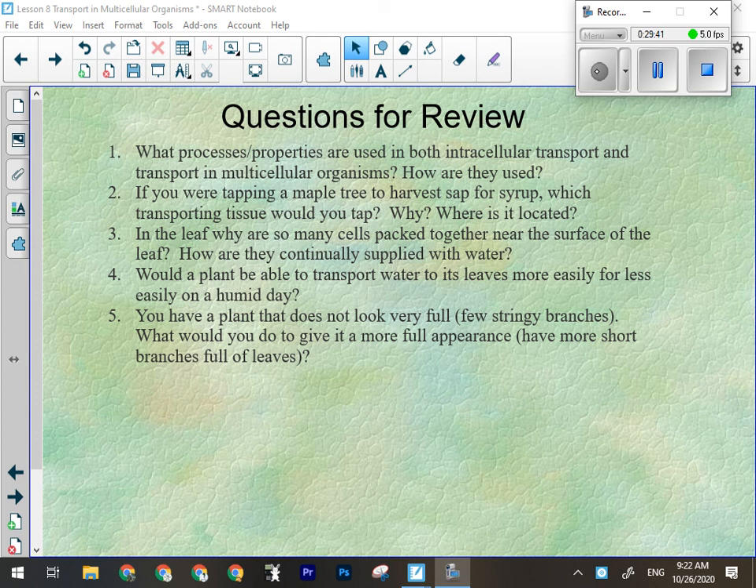Think about diffusion a little bit. If I've got a lot of moisture in the air, how easy is it for water to move from a place where it's already fairly concentrated to another place where it's already fairly concentrated? It's not. Yeah. So if it's really, really humid, it can be more difficult for a plant to evaporate water.